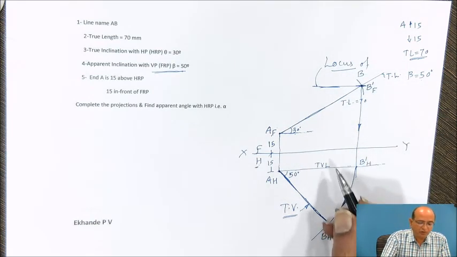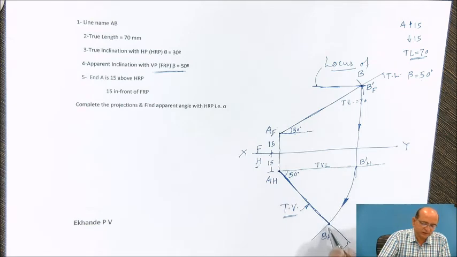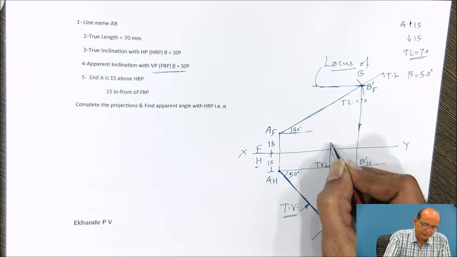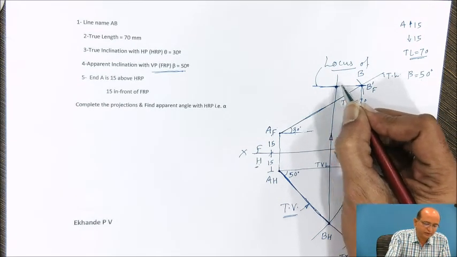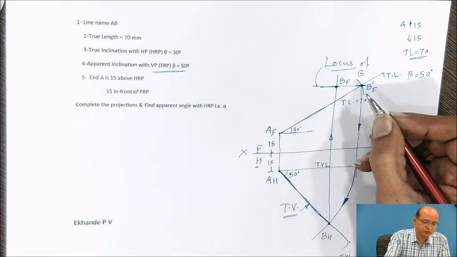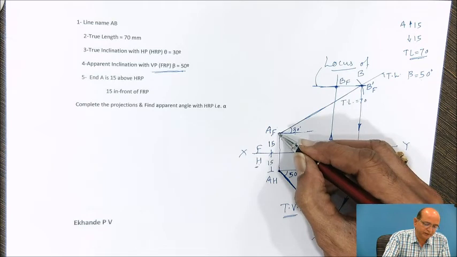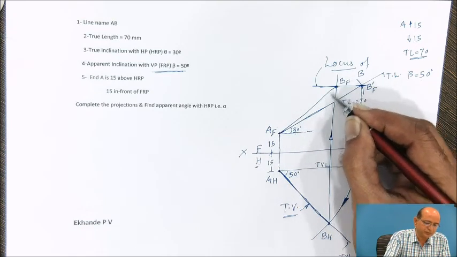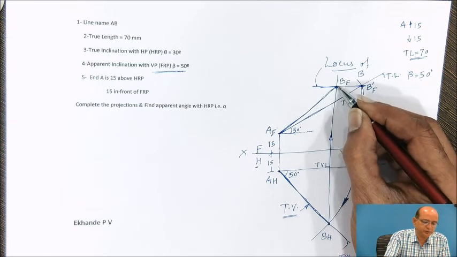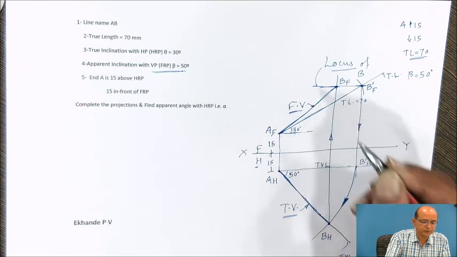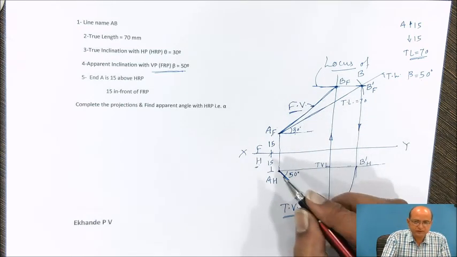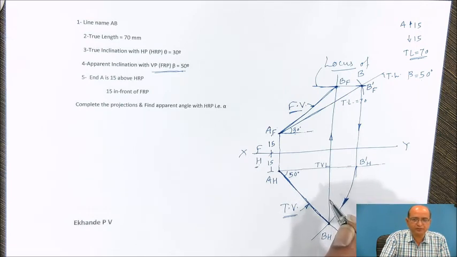Now on this locus we will have the intersection of this BH to obtain BF. The intersection obtained over here is BF. So that is BF, and the line connecting these two points, AF to BF, is the front view of the line. Okay. So this procedure you have understood, how to get the front view and top view.